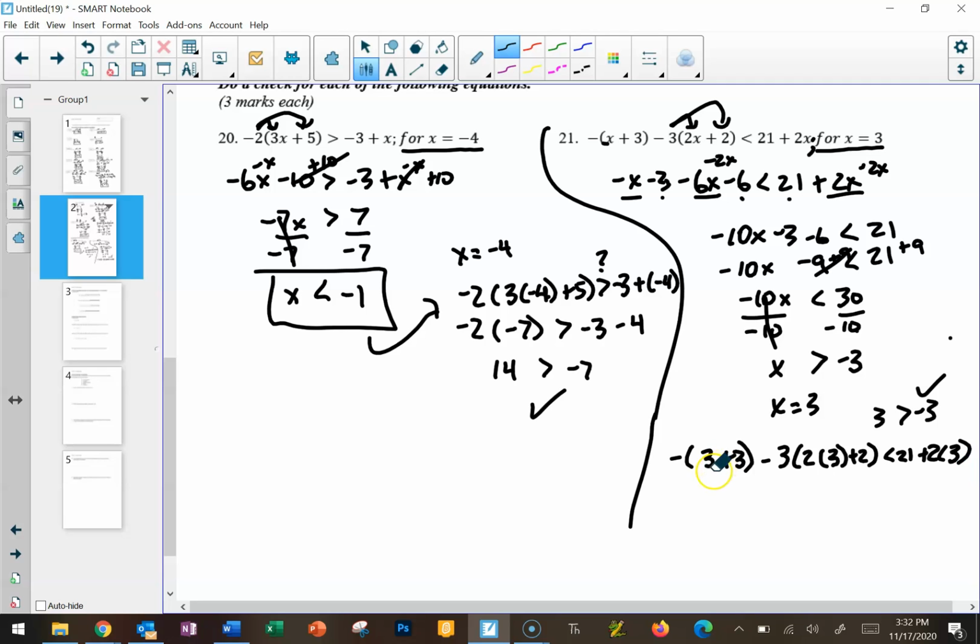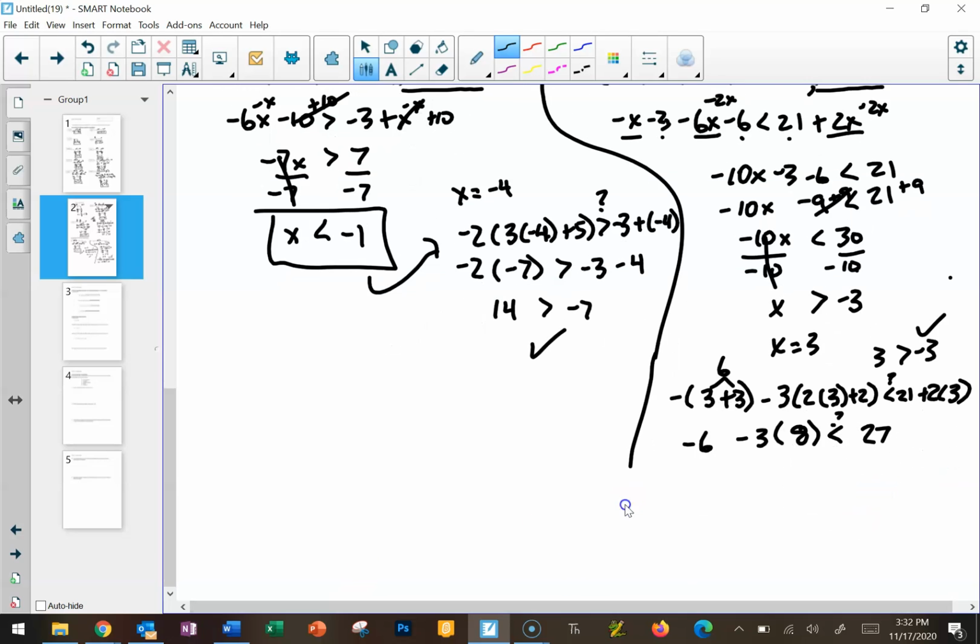So we've got to do our brackets first. So 3 plus 3 is 6, right? That's pretty easy. So -6 minus 3, let's figure out what the brackets are. 2 times 3 is 6, plus 2 is 8. And then that should be less than, I should put a question mark here because that's what we're testing. 21 plus 2 times 3 is 6, so 21 plus 6 is 27. Let's just keep working our way down here.